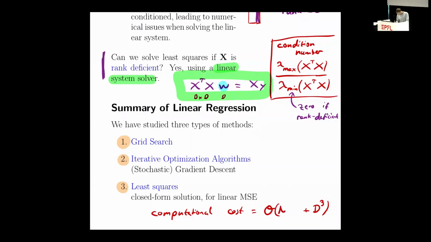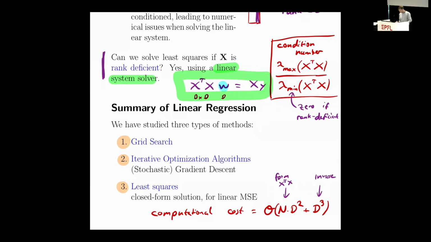I hear N by D square, which is correct. Because one of the X's, sorry, X is N by D, and you multiply it with itself. The result is a D by D matrix. So that's to form the X transpose X. And then this is for the inverse.